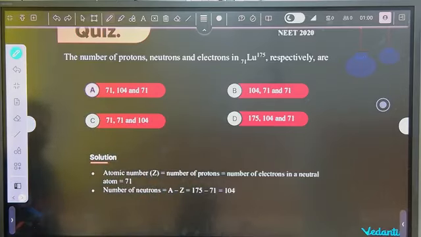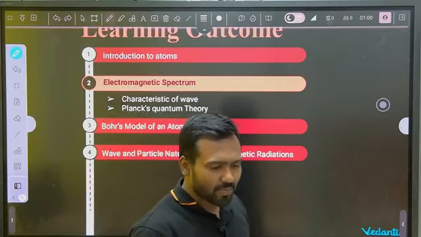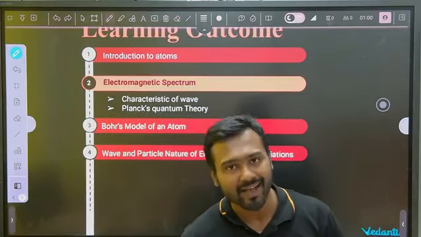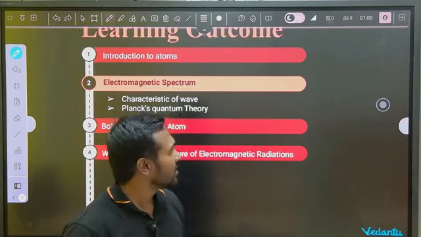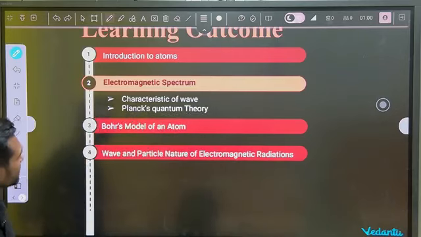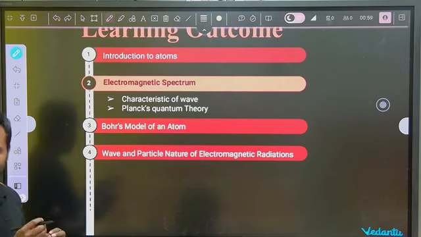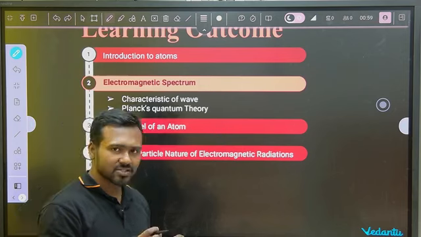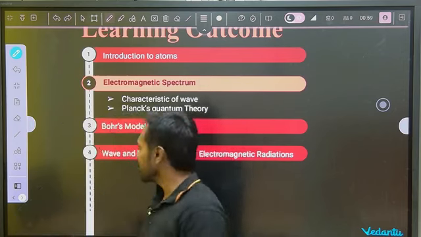Next one. Okay. So next topic, we will see electromagnetic spectrum. In this electromagnetic spectrum, we will see the characteristics of the wave and Planck's quantum theory. Okay.